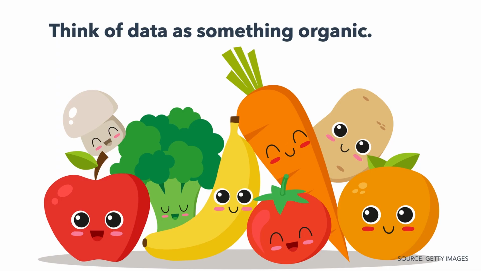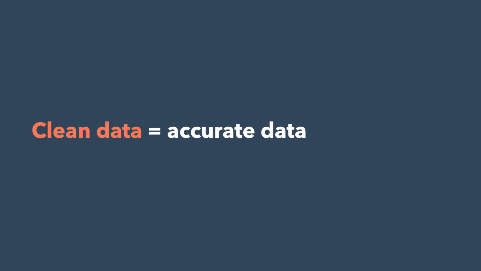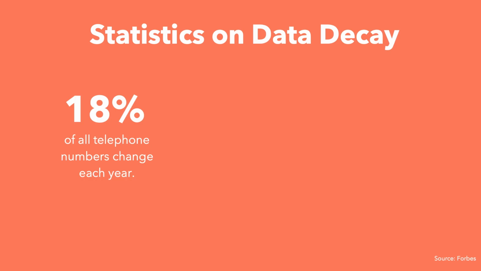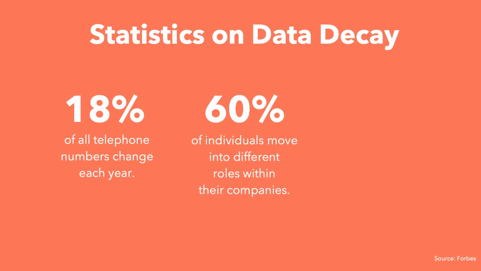Think of data as something organic, capable of deteriorating in quality over time. This is why it's important to prioritize having clean data or accurate data. Dirty data, otherwise known as inaccurate or incomplete data, can render ineffective even the most streamlined customer-facing automation processes. According to Forbes, each year, as many as 18% of all telephone numbers change, and 60% of individuals move roles within their companies. Think about the implications of 18% of your contact records' phone numbers being inaccurate, or 60% of the associated titles of your contacts rendered obsolete. Your ability to connect decreases drastically.